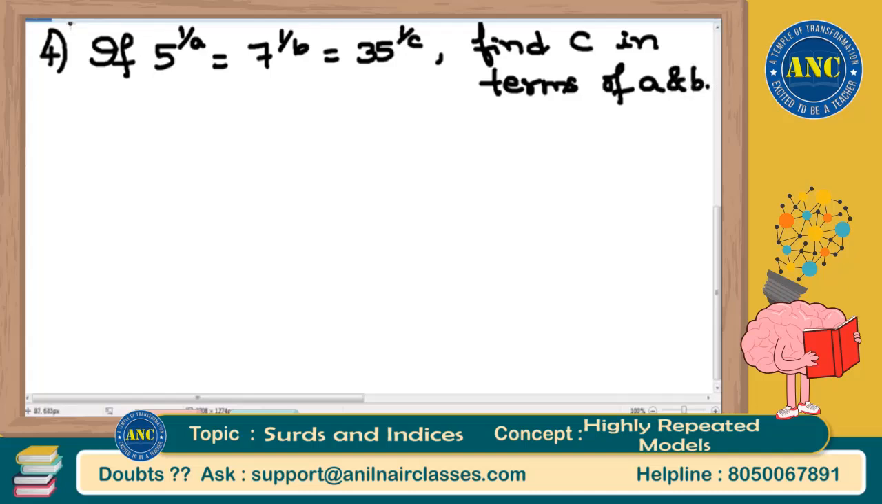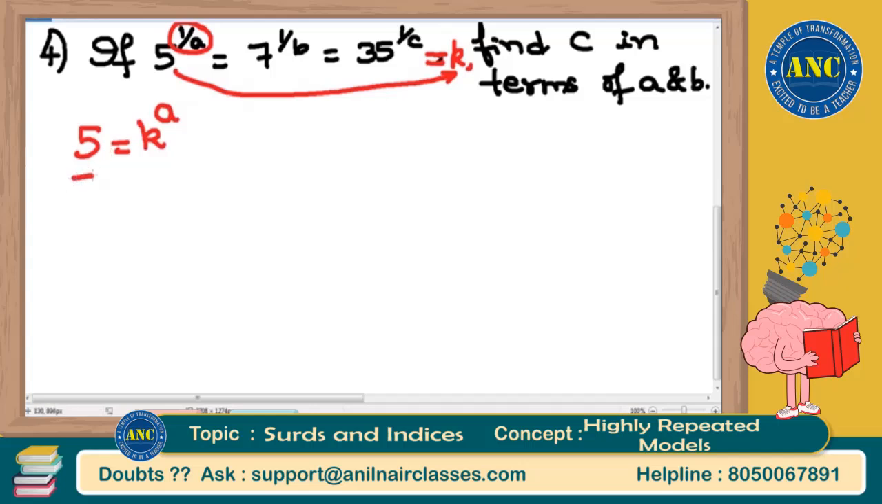Now listen carefully, sir. Same logic I will implement. This entire thing I will equate to some constant called k. 5 power 1 by a is equal to k. So 5 will be equal to k power a, because the 1 by a power goes to the right hand side as its reciprocal, a. 5 is equal to k power a, 7 is equal to k power b, 35 is equal to k power c.